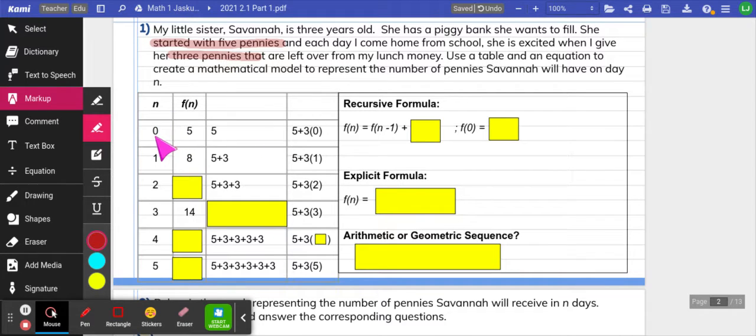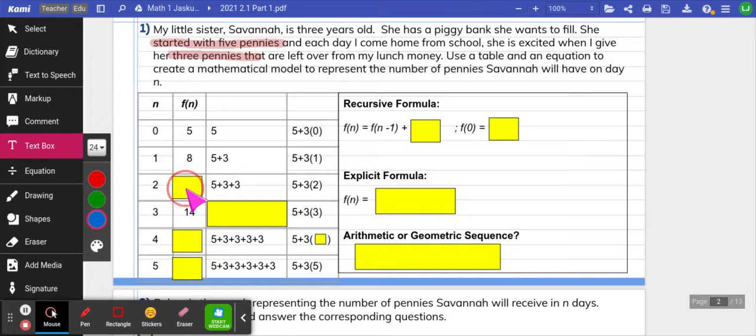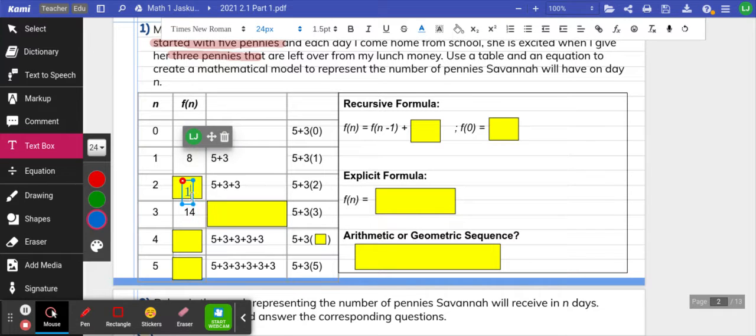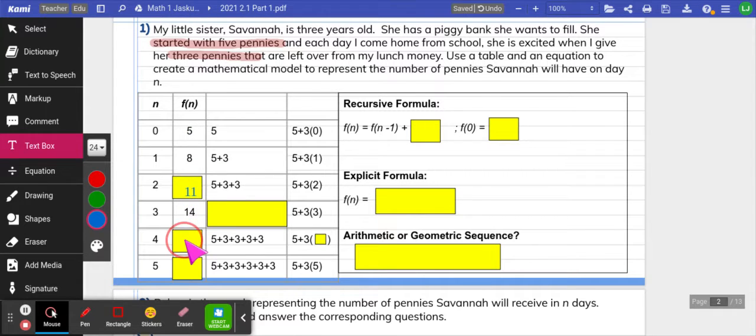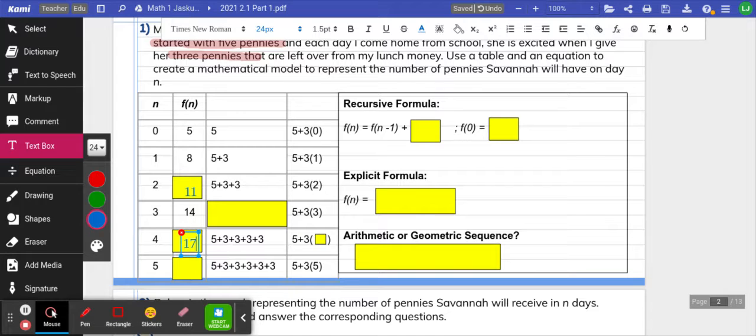So she started with 5 pennies. So we're starting at 0, 5. And every day you're adding on 3 pennies. So on day 2, she would have 11 pennies. And day 4, she would have 17 because we're adding 3 pennies per day. Okay, so there's a table.